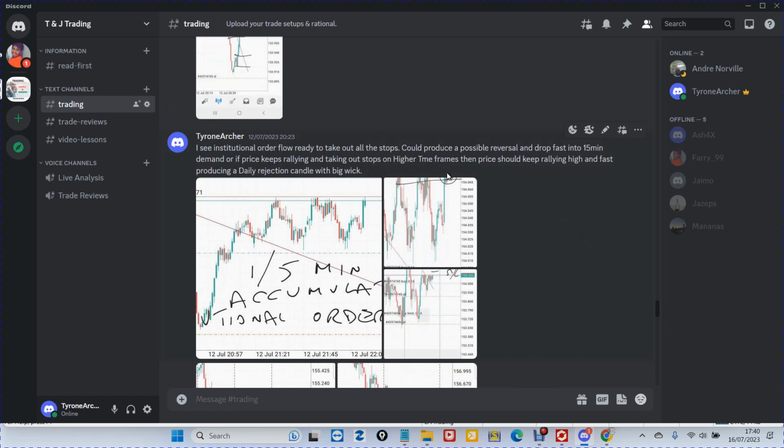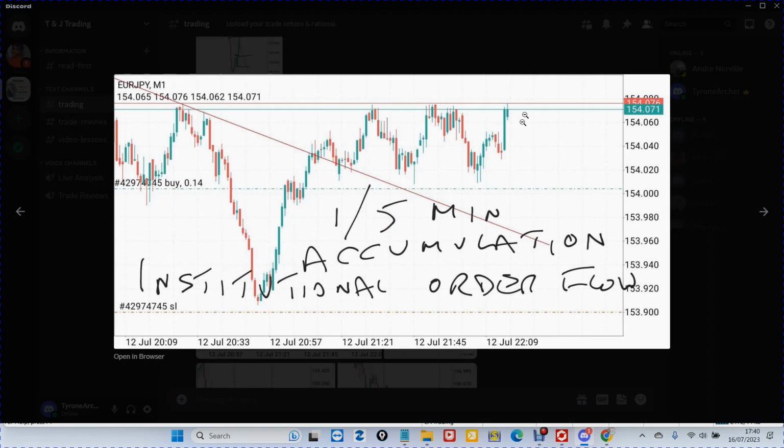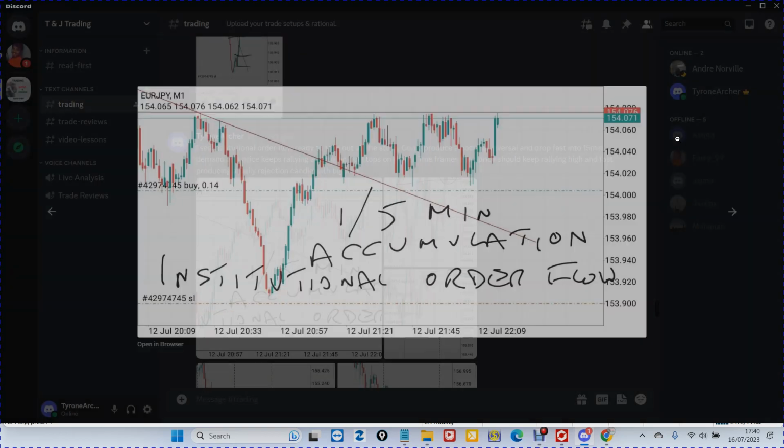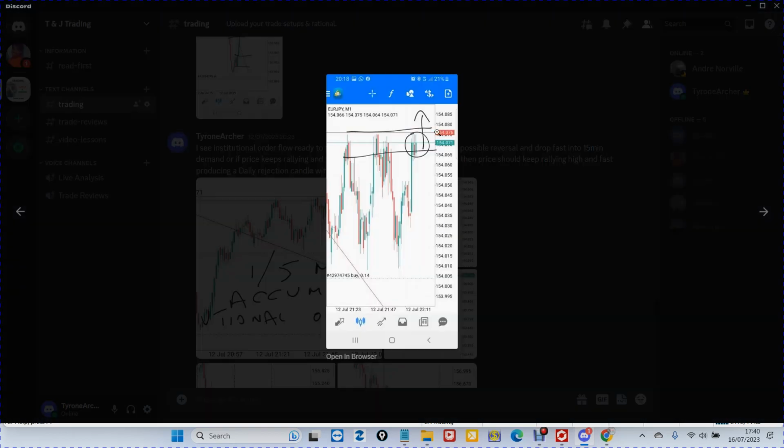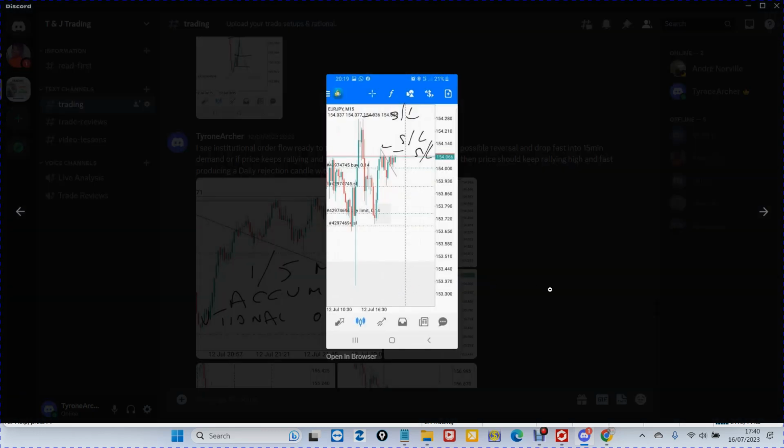So here, see institutional order flow ready to take out all the stops, could produce a possible reversal, drop fast into the 15-minute demand, or if price keeps rallying, taking out stops, higher time frames, then price will keep rallying high and fast, producing a daily rejection candle with a big wick. So I'm looking at price to keep on pushing on this 1 minute. That's showing me the 1 minute where I'm looking to break higher because I'm always projecting the 15-minute.